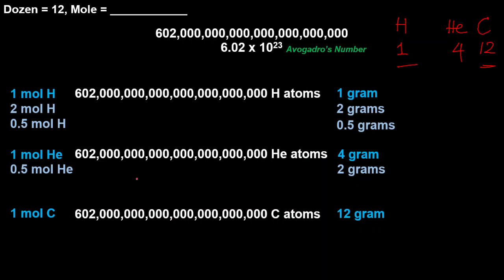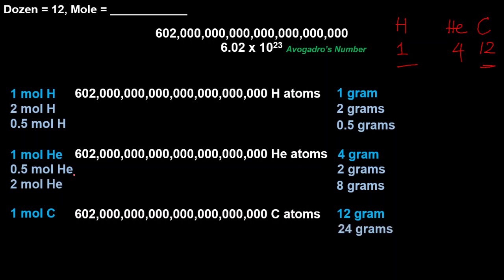What if I have 8 grams of helium? How many moles is that? It's, of course, double the amount of 1 mole. So the mass, or 8 grams, is equal to 2 moles of helium.